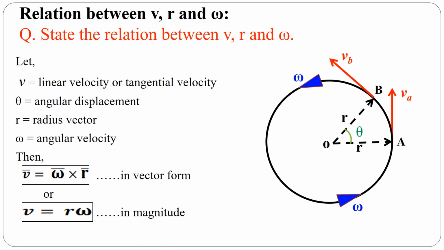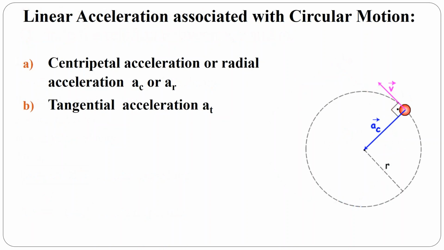Next, we move to the further point, acceleration in circular motion. In this we discuss the acceleration associated with circular motion. Linear acceleration is divided into two basic concepts: centripetal acceleration and tangential acceleration. Centripetal acceleration is also called radial acceleration. So let's move to the first point, centripetal acceleration.